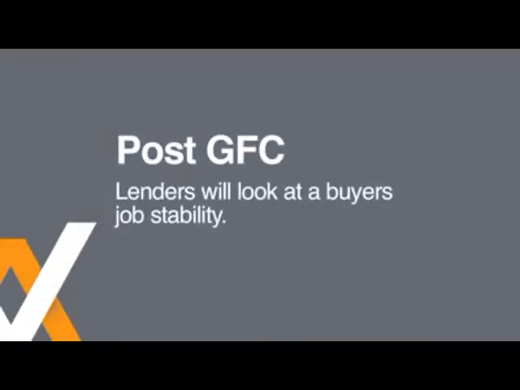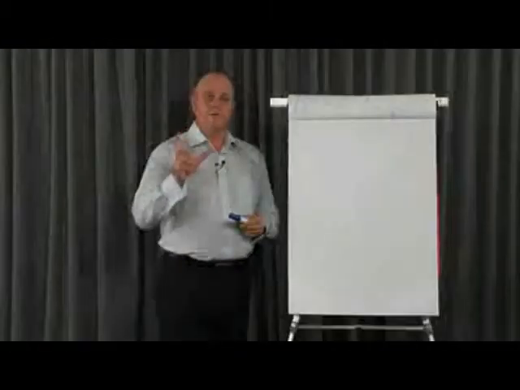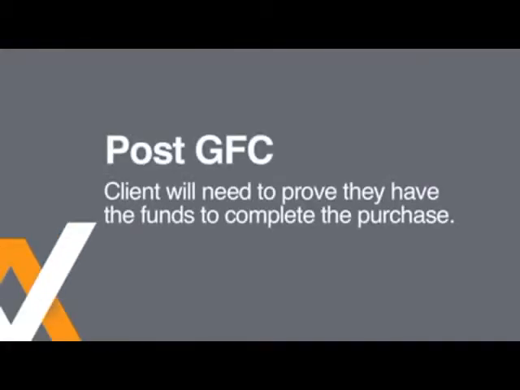So they can clearly see that either the funds were held over a period of time or accumulated over a period of time. They will also look at a first home buyer's job stability. They will have a very close look at the first home buyer's credit score. Generally, they want no adverse conditions on the client's credit report. What we've talked about before is their CRAA. And the client will need to prove they have the funds to complete the purchase.